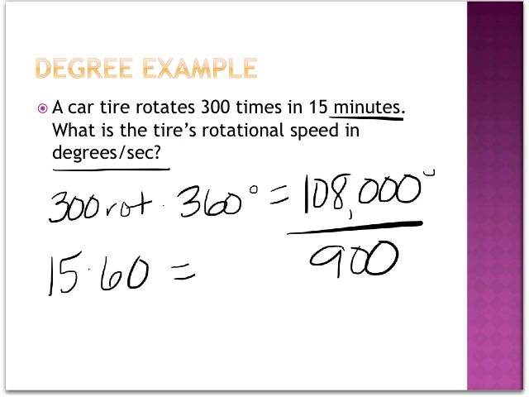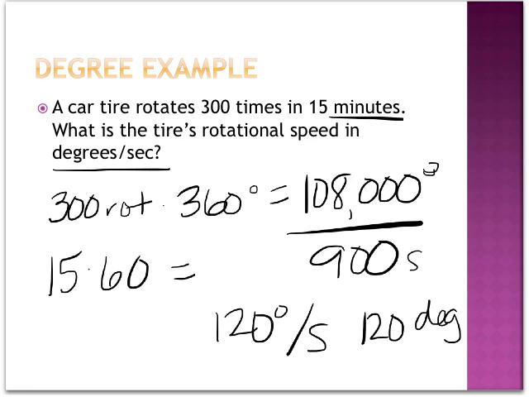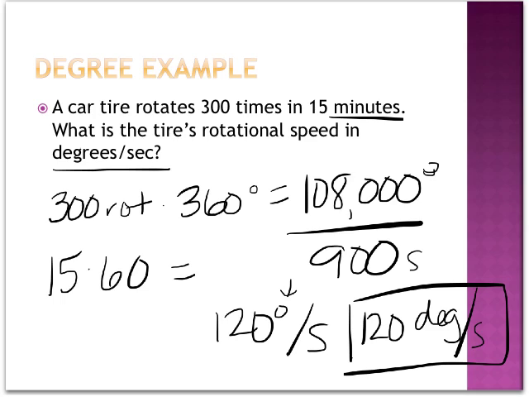And then you take your degrees and your seconds, and you divide them. So 108,000 divided by 900 is 120 degrees per second. Okay, if it's easier, you could also write this as 120 degrees per second. If that's going to stick out more to you, this would probably actually be better. That way you never accidentally think that that little degree sign is a 0. So I'll write it out as DEG divided by S.